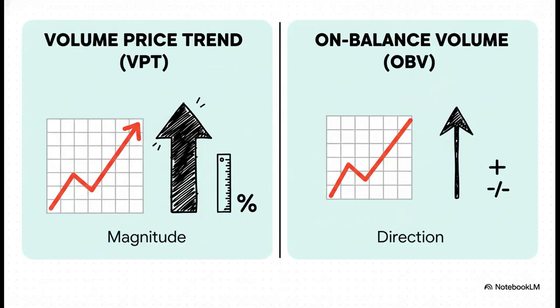Now, this is where the VPT really shines. You might have heard of a similar tool called the on-balance volume, or OBV, but think of OBV like a simple on-off light switch. It's either up or down. The VPT, though, it's more like a dimmer switch. It doesn't just care if the price moved, it cares how much it moved. Because it factors in the percentage change, we get a much more detailed, a much more nuanced picture of the real buying and selling pressure.